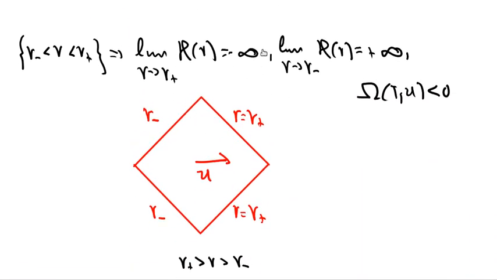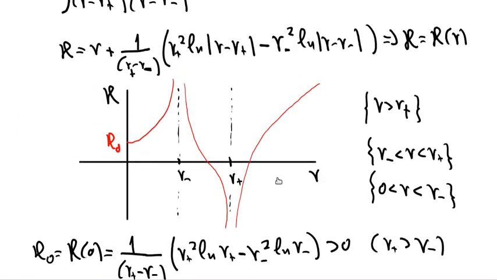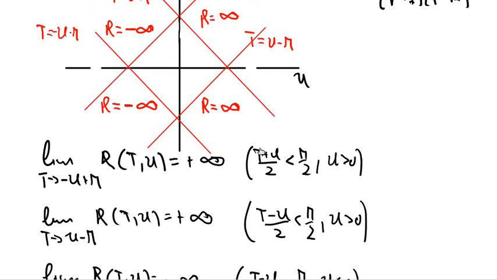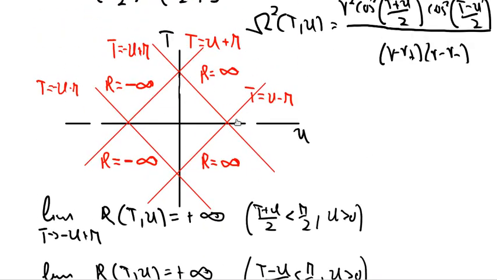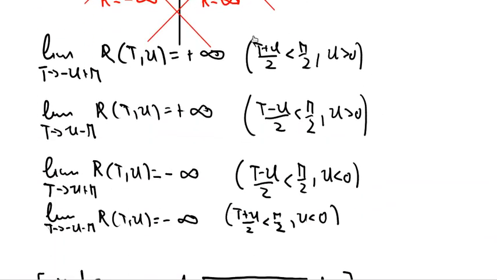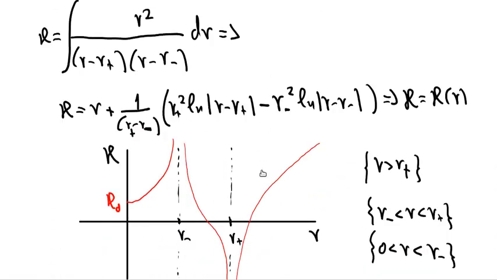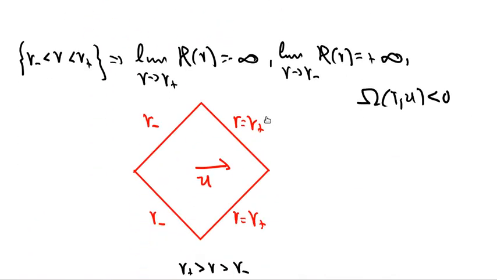It's just the same again. Look at this common picture and realize that in this case big R equal to infinity is small r equal to r plus, and big R equal to minus infinity is small r equal to r minus. So that's what we have.